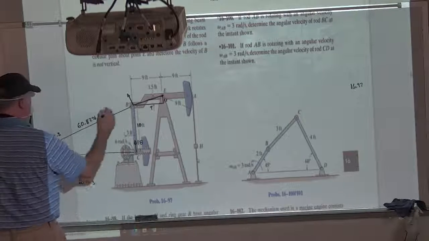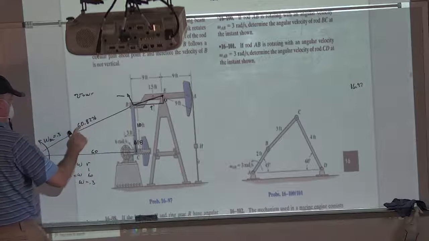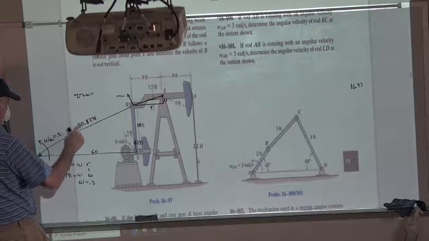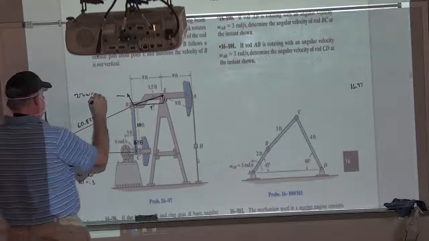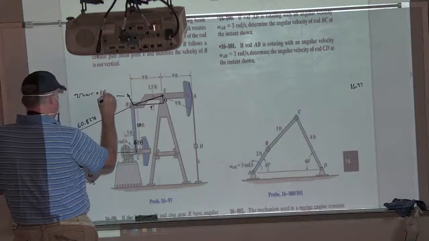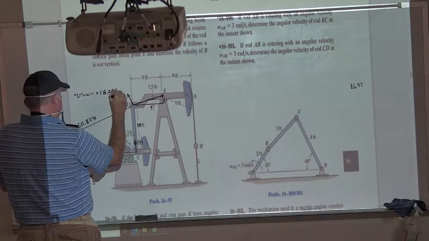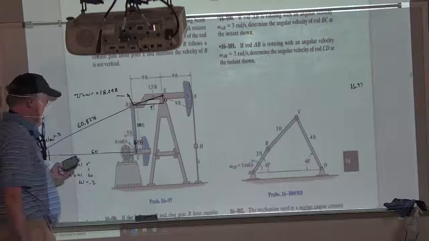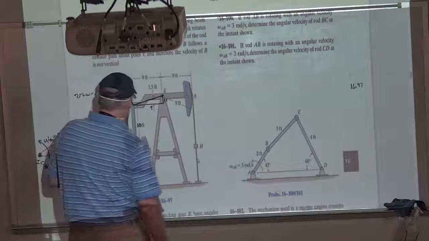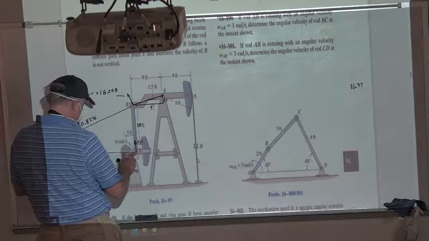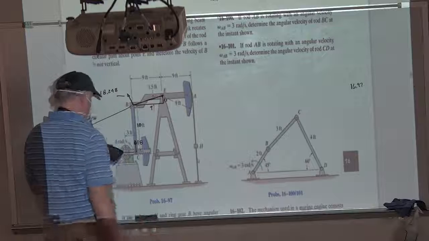So now, what's this velocity? Yeah, it's omega r. Omega this, r that, gives me 18.248, and then some more digits. Now we've moved from this length. We did an instant center on this length. Now we're moving to this length.